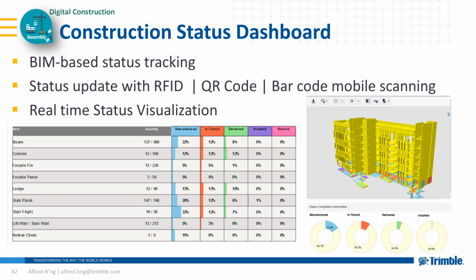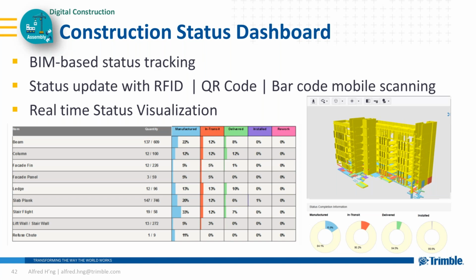And one more piece on the next construction stage. We have developed a beam-based status dashboard. This status data is captured by model scanning, by mobile scanning of RFID, QR codes, or barcodes, and the 3D model view is color-coded in real time to reflect the latest construction status.